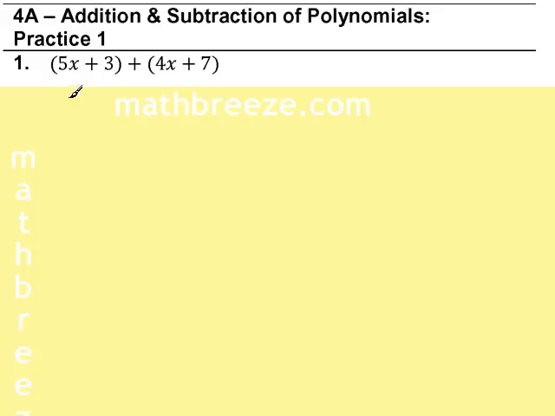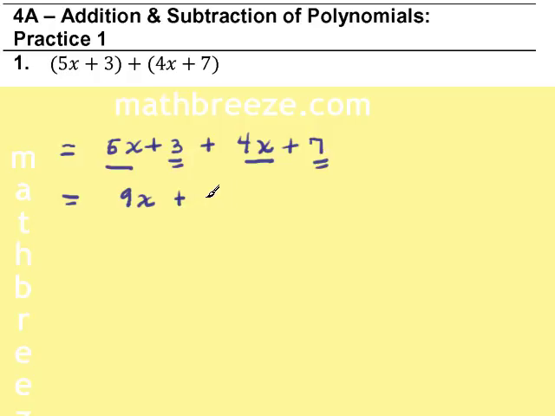In number 1, we're adding two polynomials, 5x plus 3 and 4x plus 7. So we can drop those parentheses. Okay, and now let's add the like terms. So we have 5x, 4x, so that's 9x. And then we have 3 plus 7.